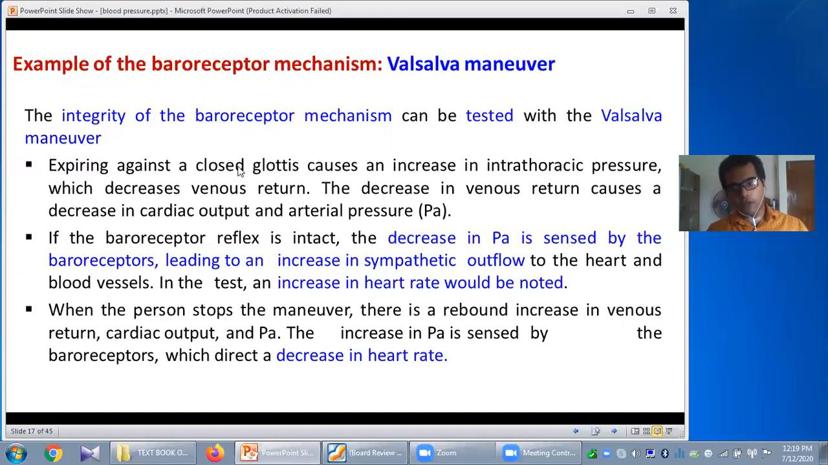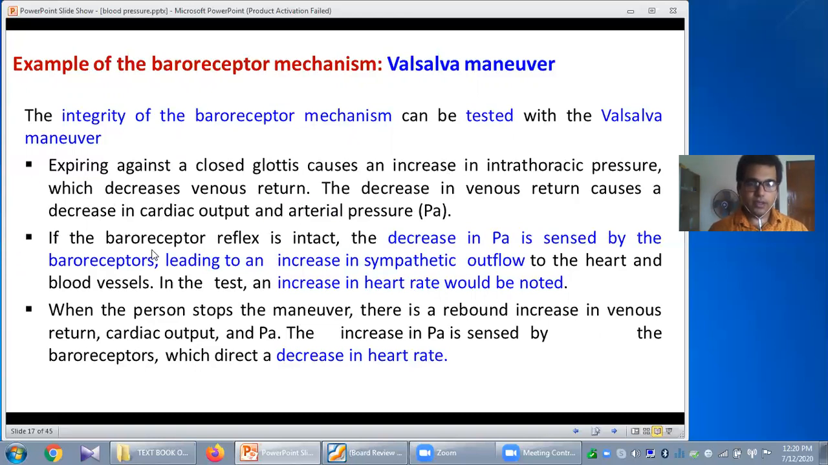So how will you perform this Valsalva maneuver, or how can you test it? Here you can see that expiring against a closed glottis causes an increased intrathoracic pressure. When the intrathoracic pressure increases, that will decrease the venous return. If the venous return decreases, that will ultimately cause a decrease in cardiac output and arterial pressure. Okay. Now what will happen?